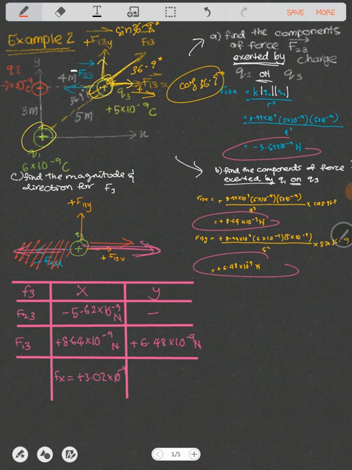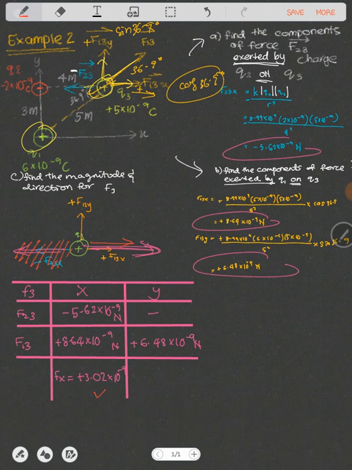Dan nanti kita akan nampak sebenar-benarnya macam mana ia akan berlaku. Okay, and then kalau kita tengok pula F13x dengan F23x mana lagi kuat? 8.64 dengan 5.62. Of course 8.64 is much stronger than the force at F23 at X component. So mestilah dia akan pergi at rightwards. Okay, sebab itulah logiknya jawapan kita dapat positive, which indicates at the right side, positive 3.02 times 10 to the power of negative 9 newtons.